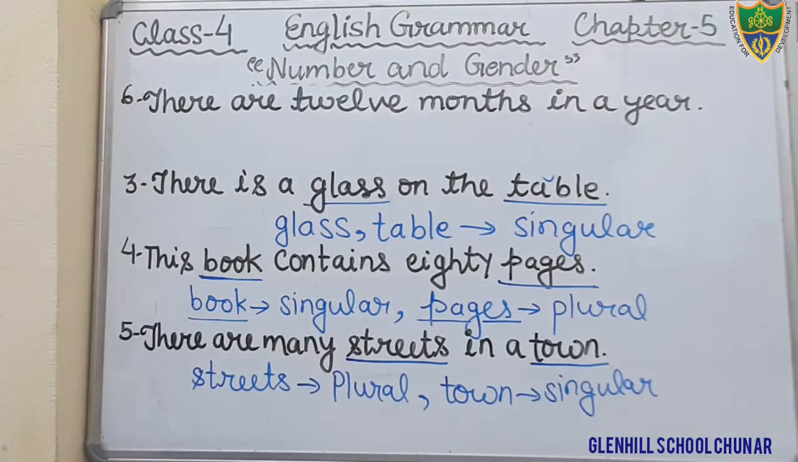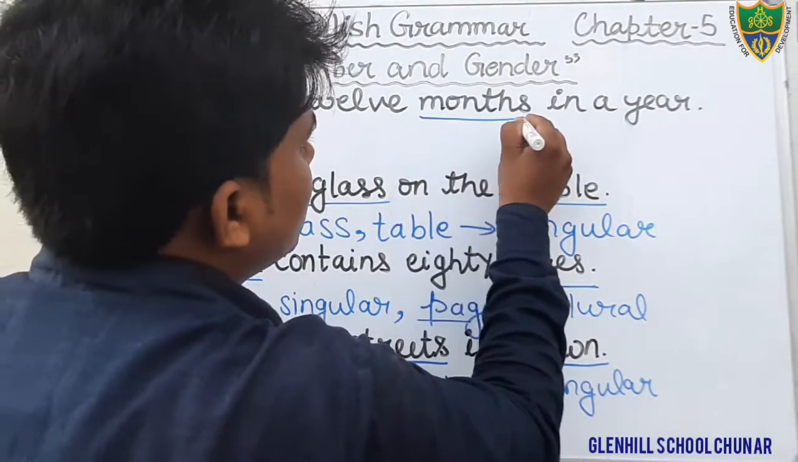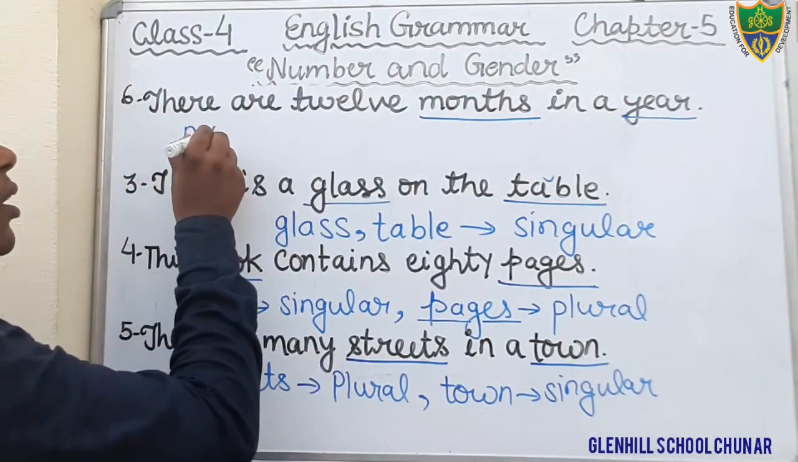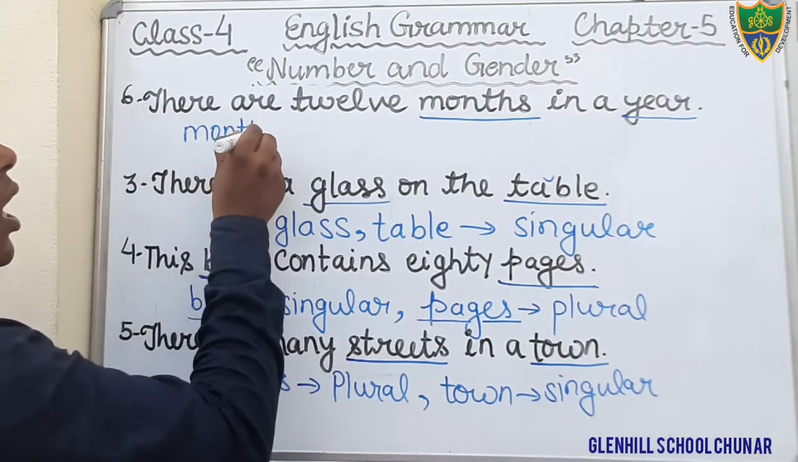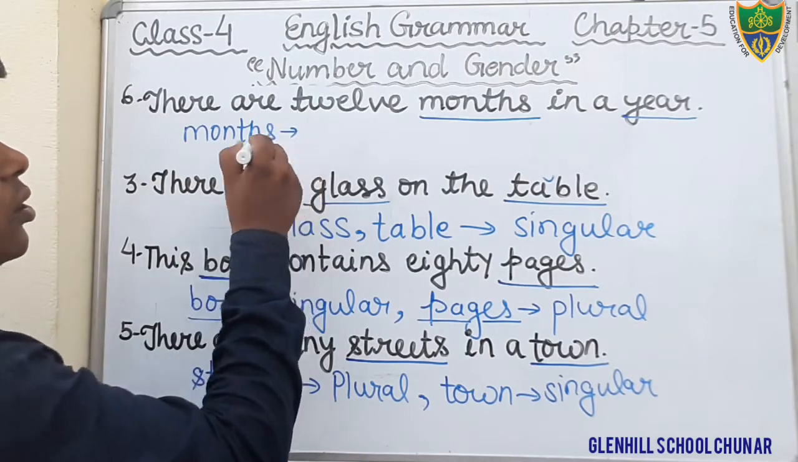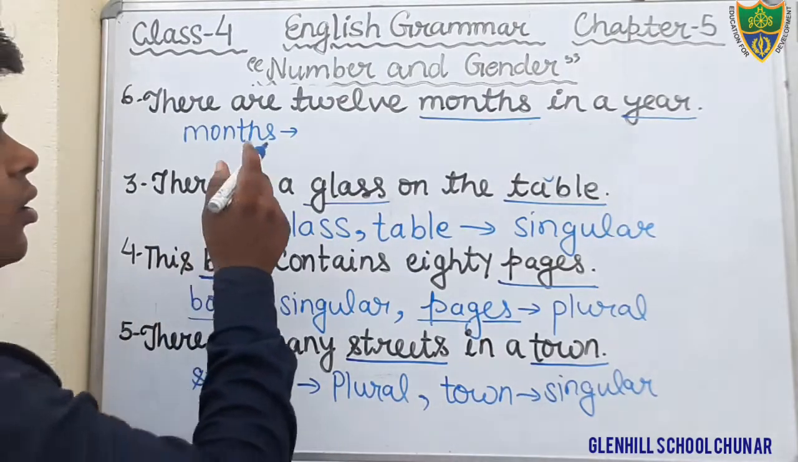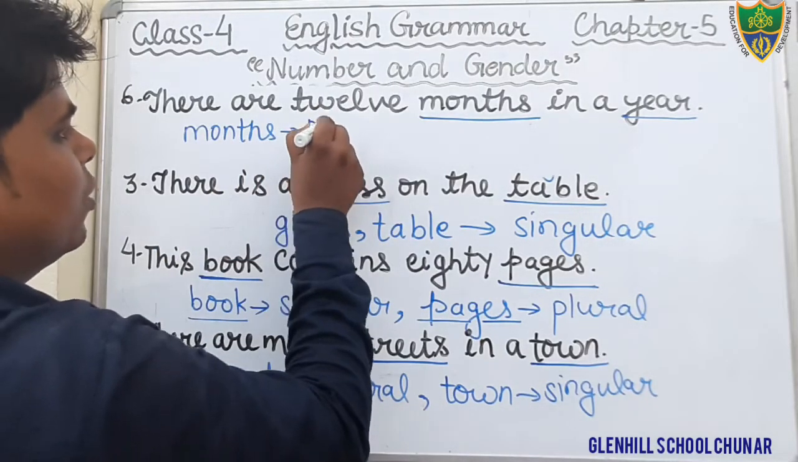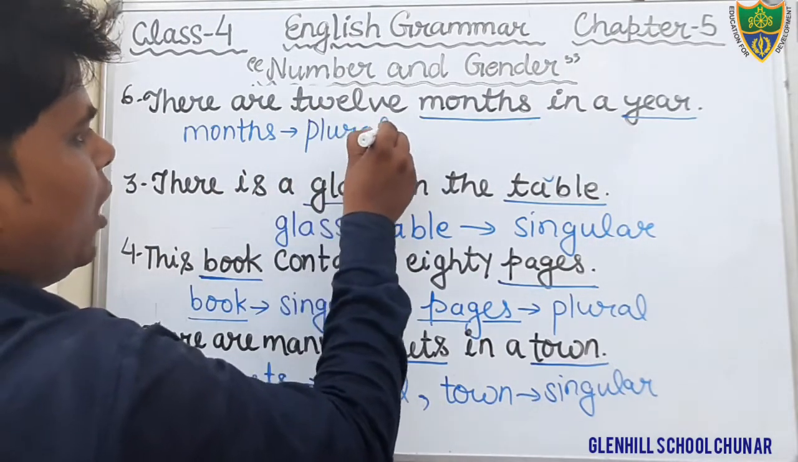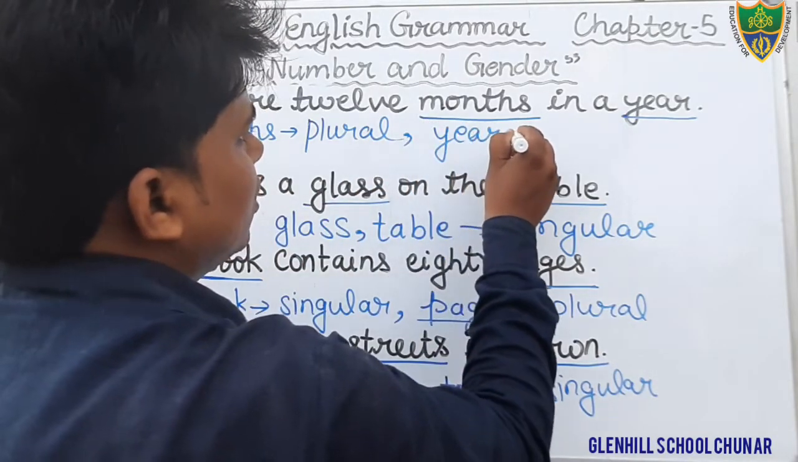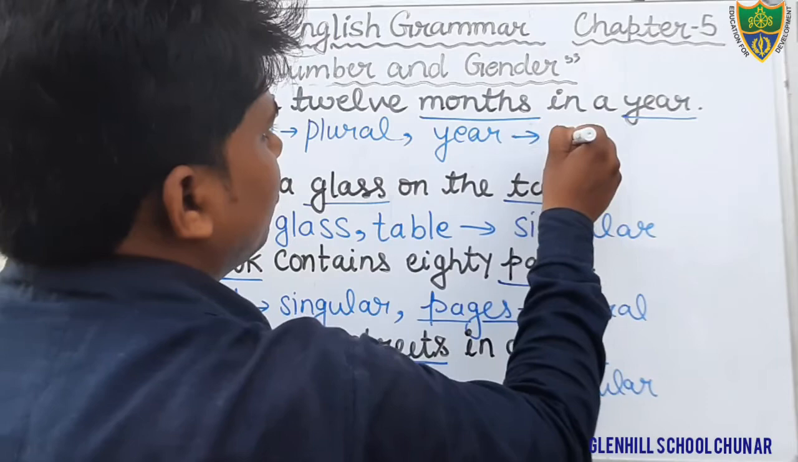There are 12 months in a year. Here in this sentence, we have to find out the nouns: months and year. Months denotes many months, 12 months, therefore that is plural. And year denotes only 1 year, therefore that is singular number.